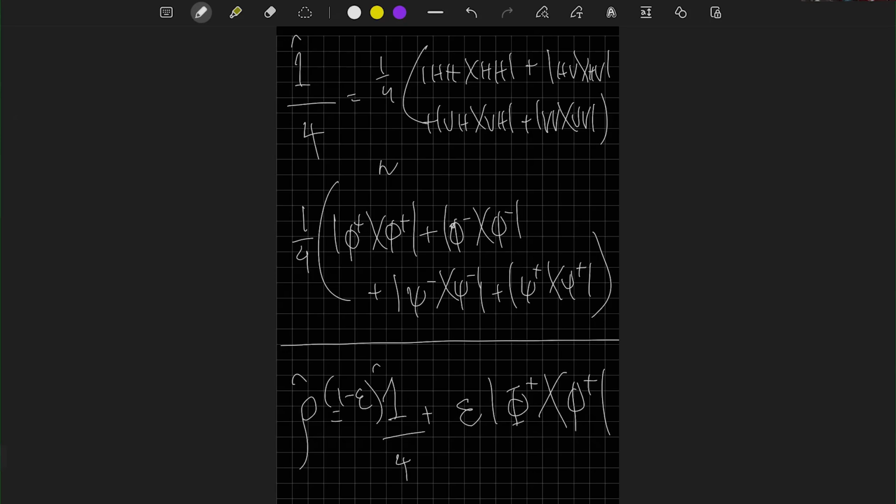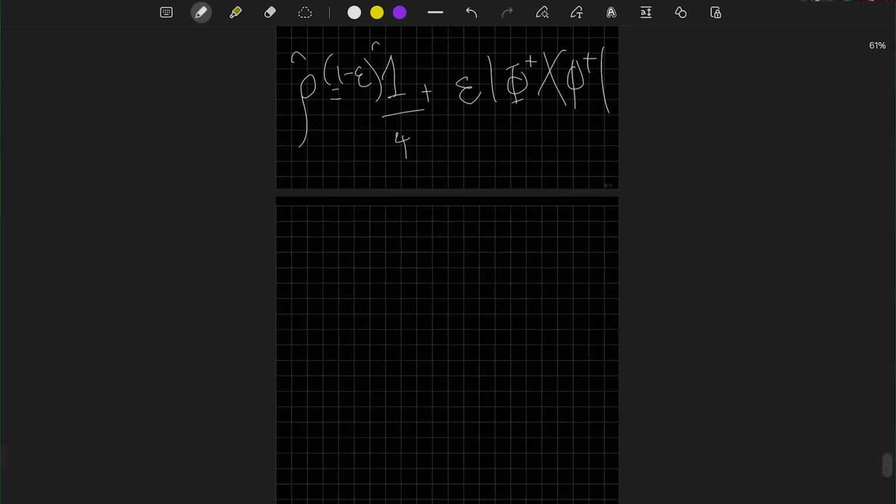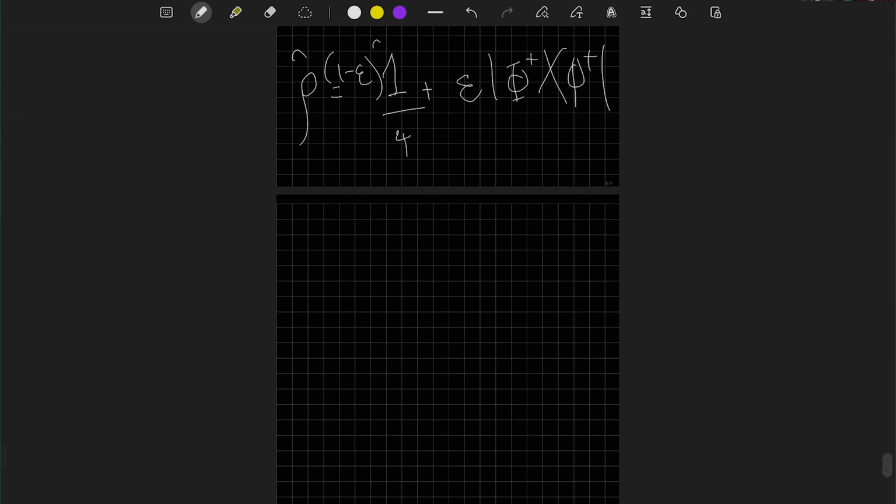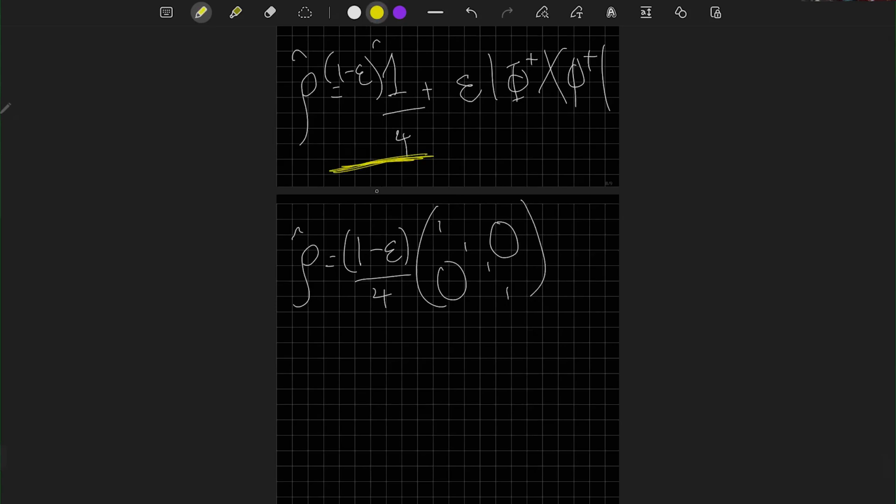So one test that I would like to mention here to verify entanglement is if I were to form a matrix for this. Let's try to do one small calculation. 1 minus epsilon over 4, 1, 1, 1, 1, all zeros. This is the first part. This one. Okay.